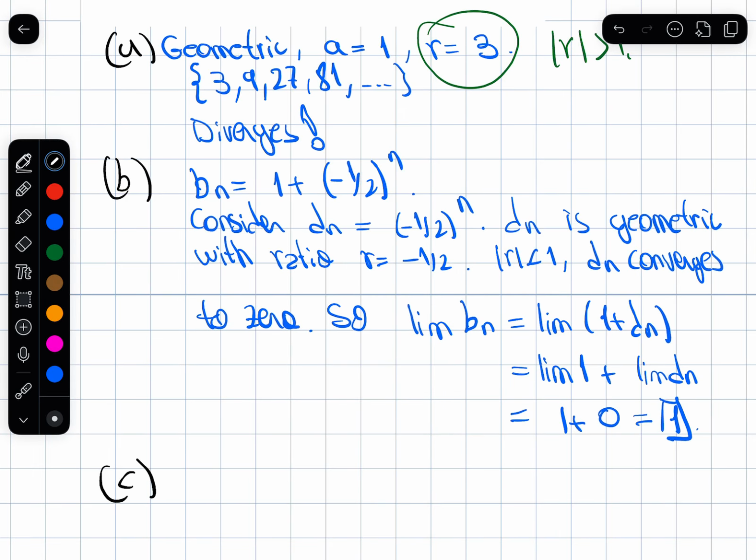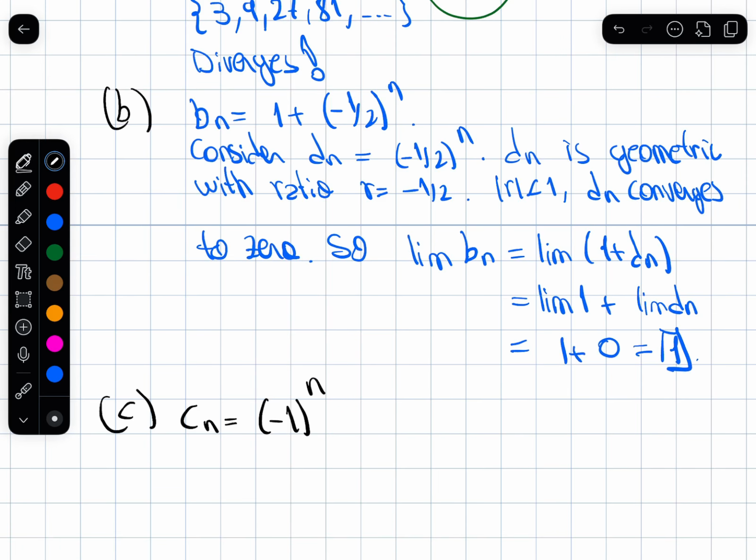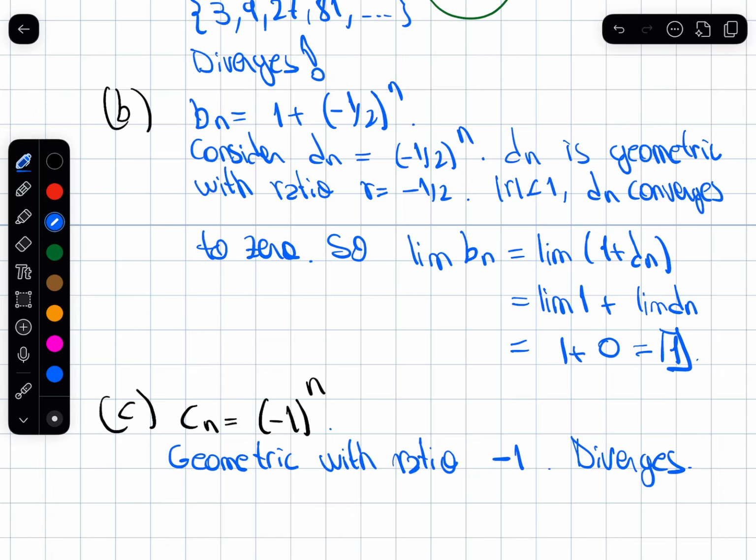So we have calculated the limit. And then for c, we just have c_n equals, if I go back, negative 1 to the power n. So this sequence right here is geometric with the ratio negative 1, so it diverges as well. If you were to write the terms of this sequence, you're going to have negative 1, 1, negative 1, 1. It's never going to approach any specific number, so this sequence will diverge.